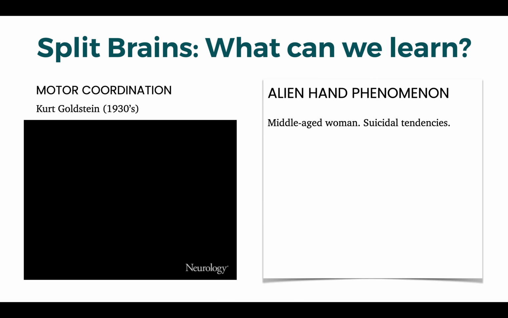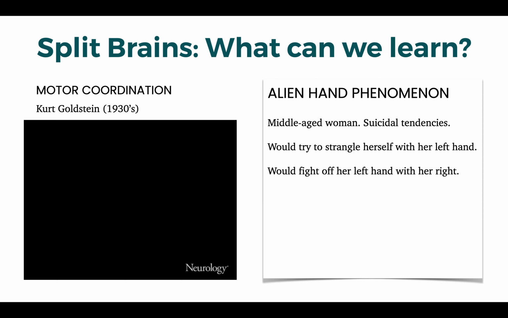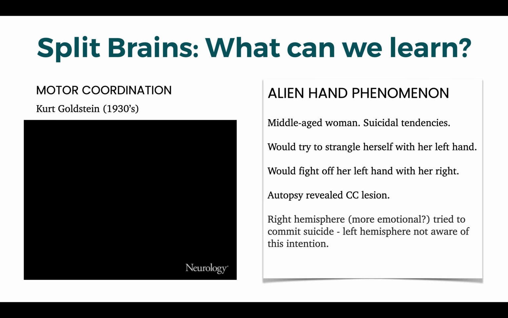It has to do with a middle-aged woman, and she had suicidal tendencies, and she would try to strangle herself with her left hand. She would be fighting her left hand off with her right hand. So it's essentially like there were two people fighting each other, each one with one of her hands. Now, her autopsy after she passed did reveal a corpus callosum lesion. So some kind of brain damage somehow, somewhere, leading to corpus callosum damage.